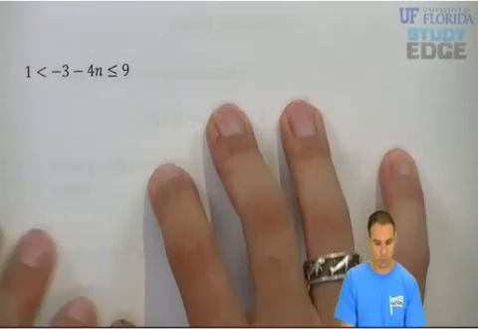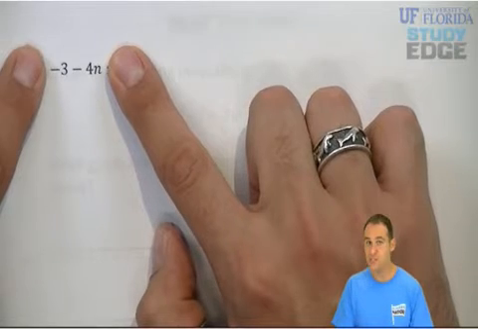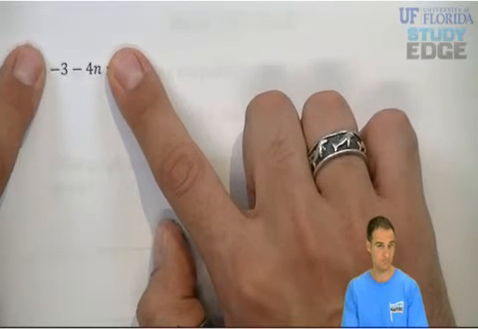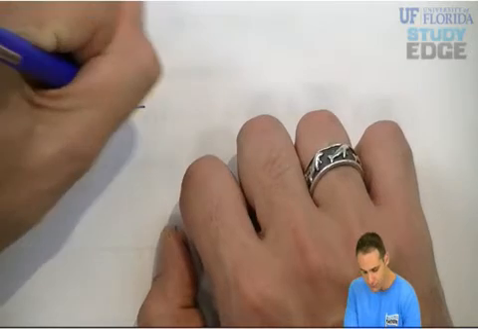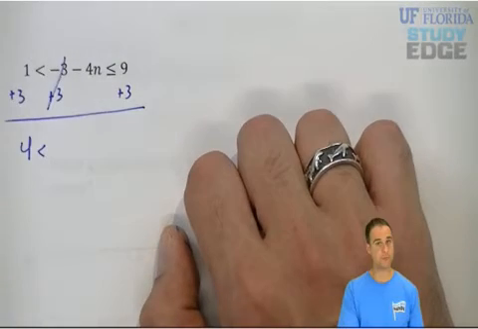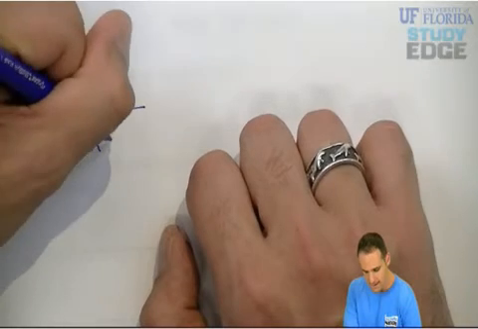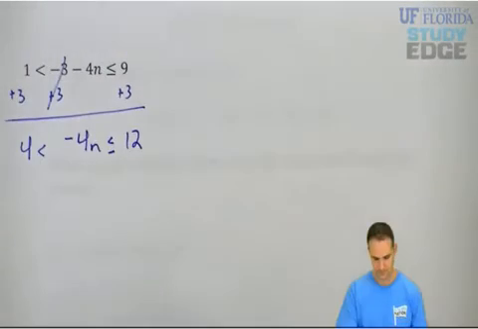Again, the three-part inequality. If the middle equaled anything, how would you start solving this one? Add 3. And in this case, you're going to add 3 to all 3 sides. 1 plus 3 is 4. Negative 3 plus 3 would be 0. Negative 4n is less than or equal to 12.